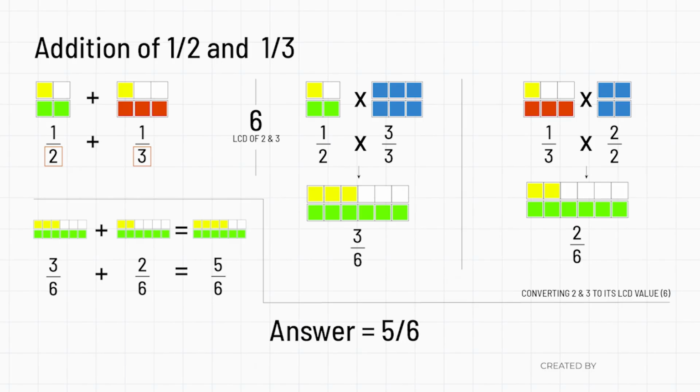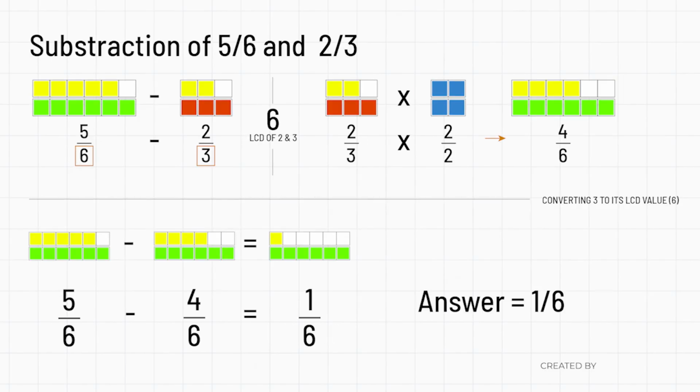For 2 and 3, the smallest number they both go into is 6. So we turn 1 by 2 into 3 by 6 and 1 by 3 into 2 by 6. Now we can add them. 3 plus 2 is 5, so our answer is 5 by 6. And you know what's great? Subtraction works almost exactly the same way.